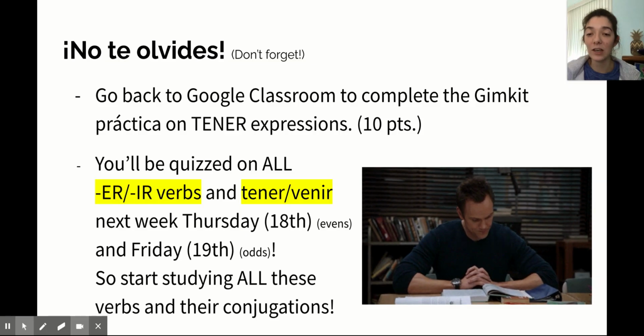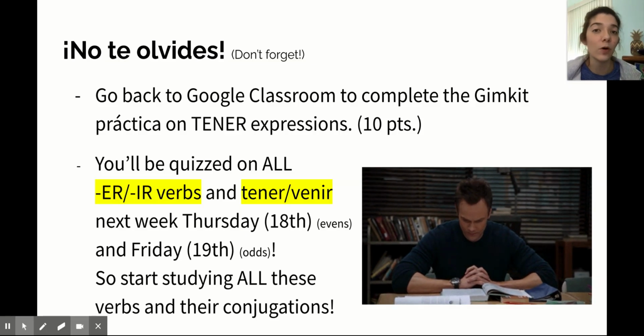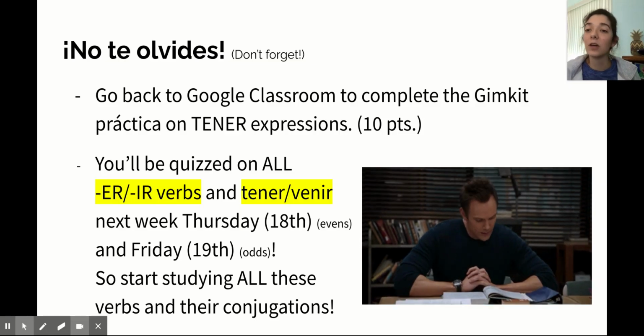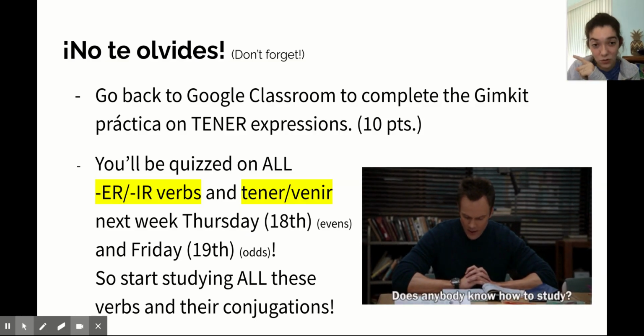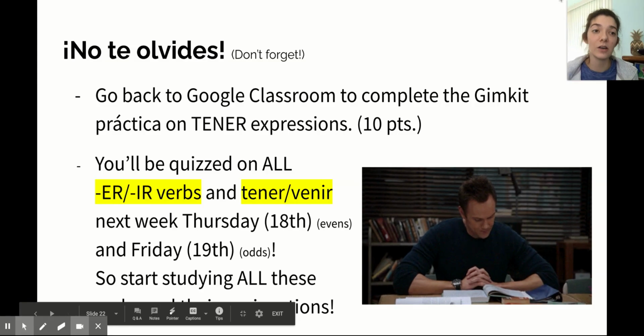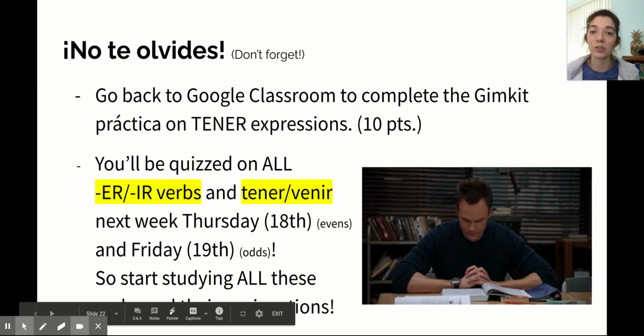Does anybody know how to study? I don't know. Start making flashcards, people. Start studying those endings, people. Come see me for task if you really need to see me for task. Otherwise, go back to Google Classroom, get on that Game Kit Práctica. Muchas gracias. Nos vemos luego.